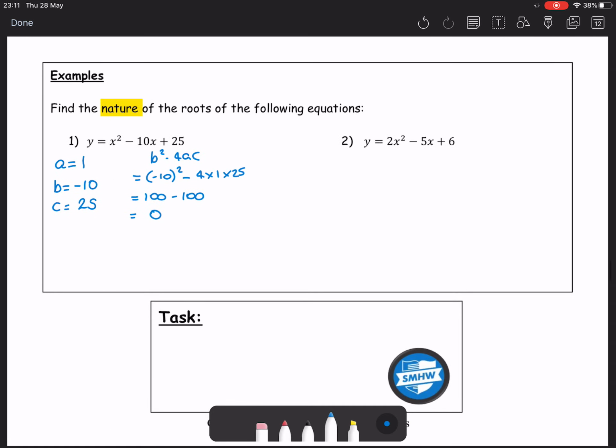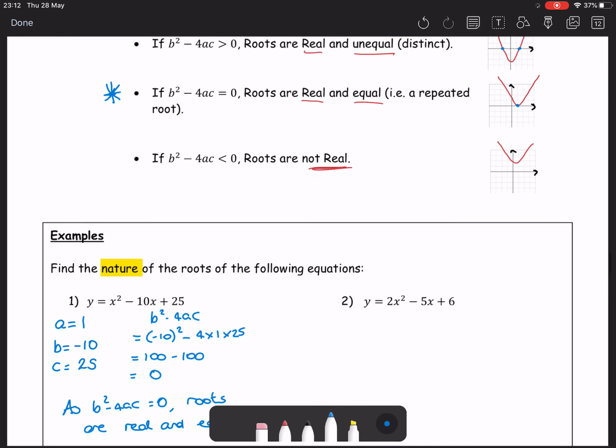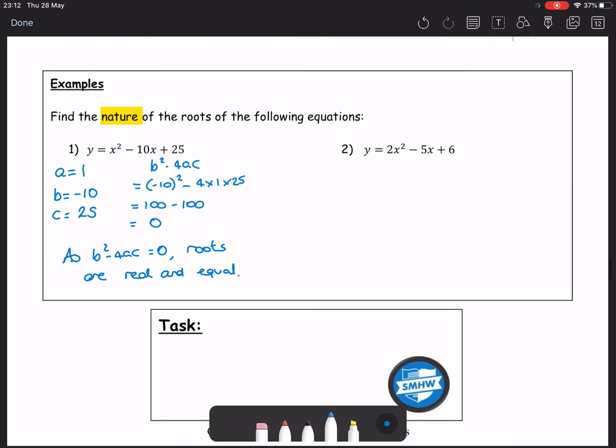So communicating that: as b squared minus 4ac is equal to 0, that's what you found. Roots are real and equal. And that's the meaning of it. Very much repeating the statement in the middle there.